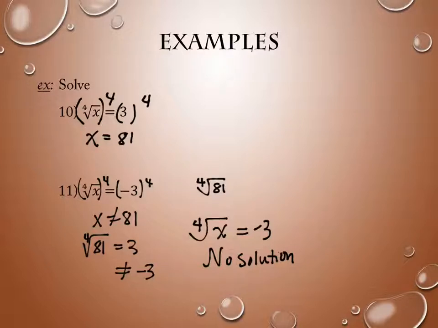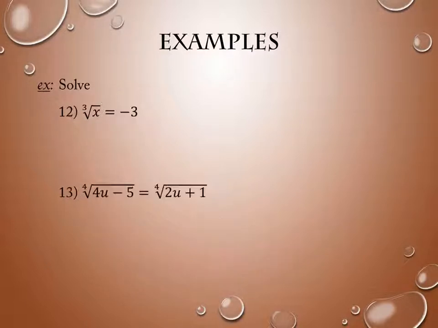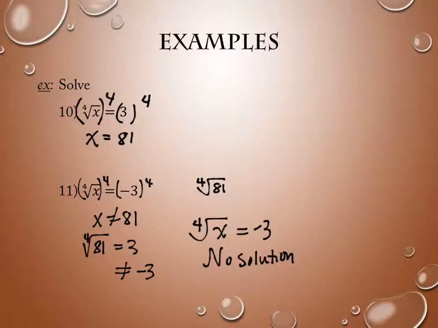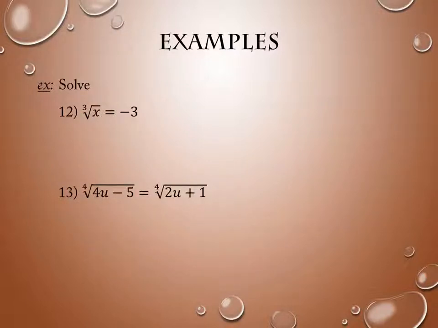Is it no solution every time there's a negative? It's a good question, because on example 12, what's different? It's a cube root instead of a power of 4. So Karen, to answer your question, when I have even indexes, I cannot get a negative. But when I have odd indexes, I can. So if I were to do this problem, again, I didn't do that before, but you know what I'm going to raise it to, right? It's the power of 3.